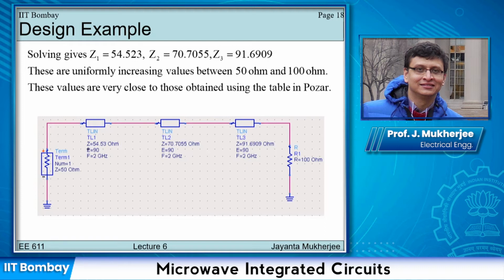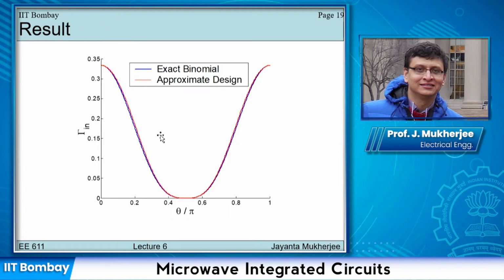And then I plotted the gamma as obtained from simulation with the exact binomial formula. And you see that this red and blue lines are close, but there is a slight gap.